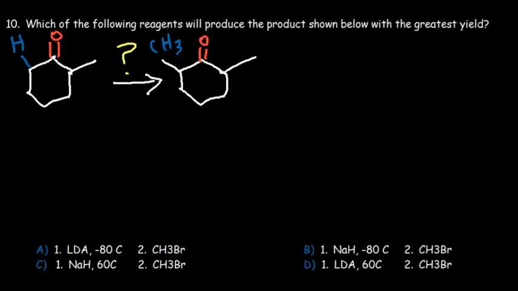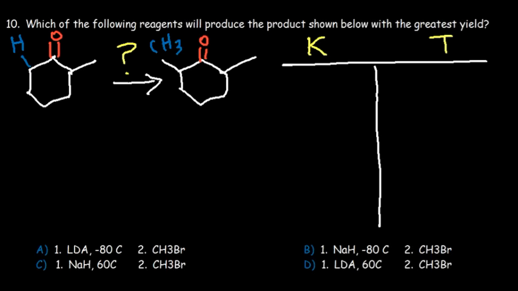Should we use LDA as a base or NaH? NaH is sodium hydride. It's a small base, and LDA is a bulky base, lithium diisopropylamide. And the second thing we need to consider is the temperature. Should we use a very low temperature, negative 80 degrees Celsius, or a very high temperature? Now, to get the right answer, we need to realize that there are two products that compete against each other: the kinetic product and the thermodynamic product.